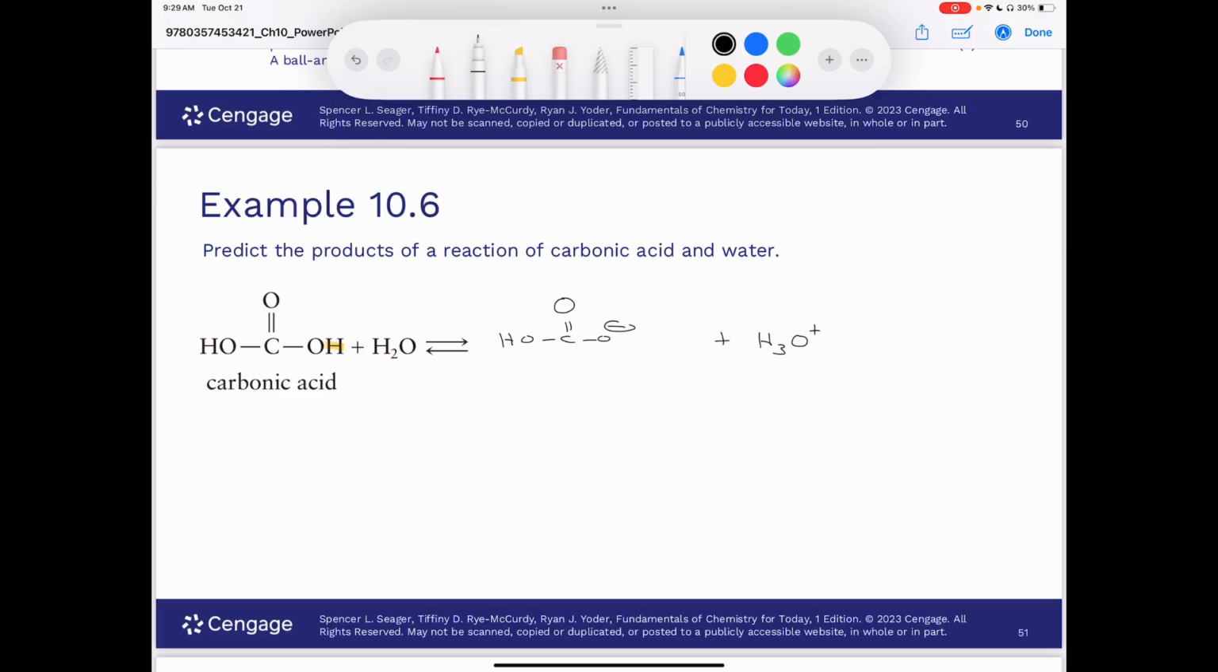So we're going to have our carboxylate salt. So this would be a bicarbonate ion. So this is the bicarbonate ion. And of course, we end up with a hydronium ion. So those would be the products of the reaction between carbonic acid, which is the formula for carbonic acid is H2CO3. So the reaction, the products of the reaction between carbonic acid and water.